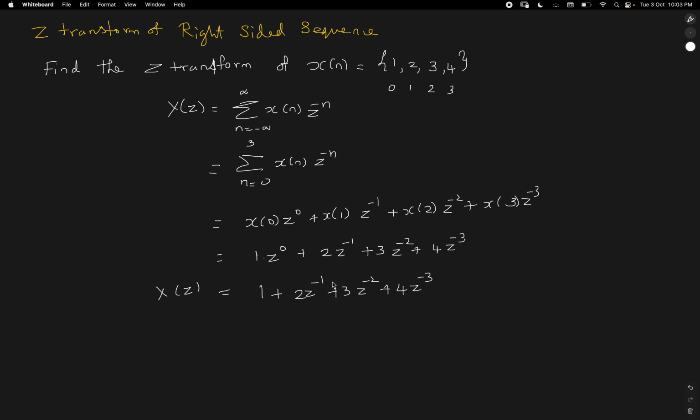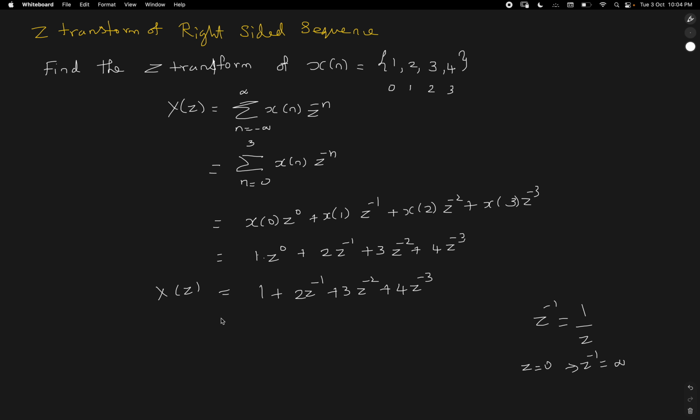So in this case we are having a z inverse term. Z inverse term is nothing but 1 by z. Here this z inverse term becomes infinity if z is equal to 0. For all other values of z, this z inverse will take some finite value. So only for z is equal to 0, it will take infinite value.